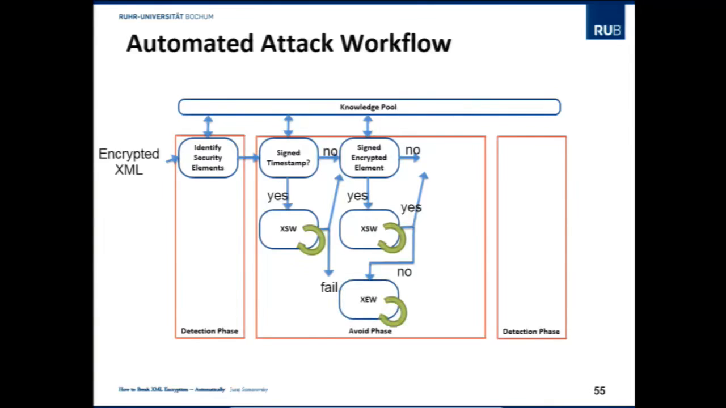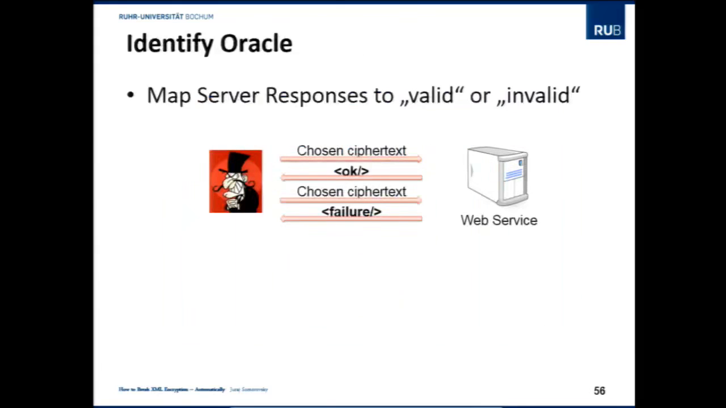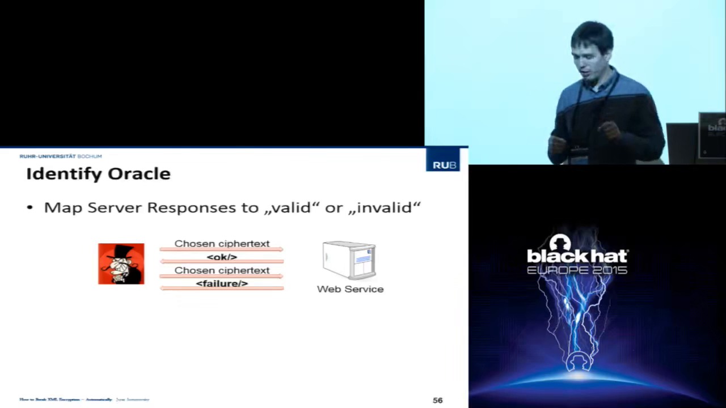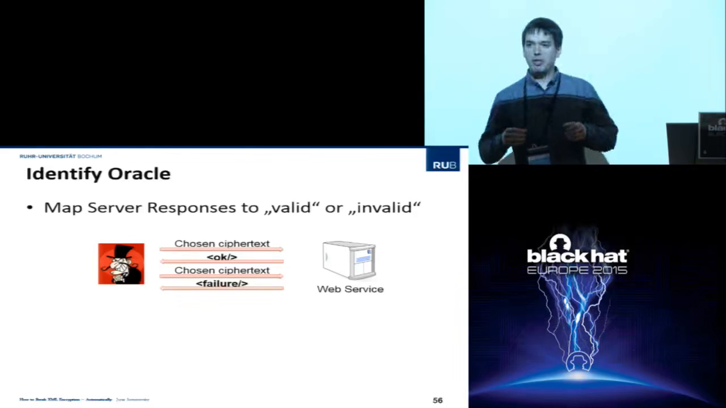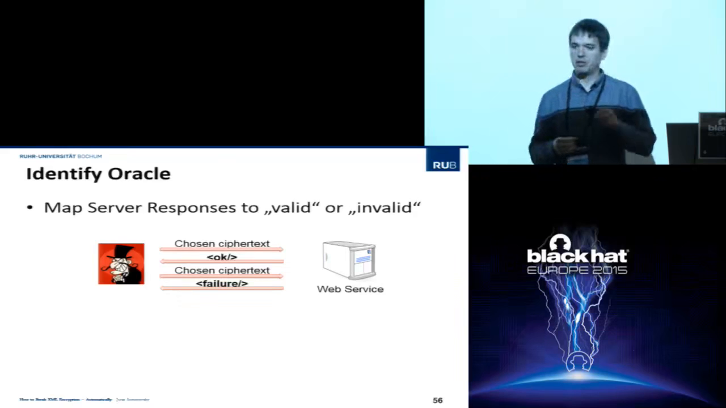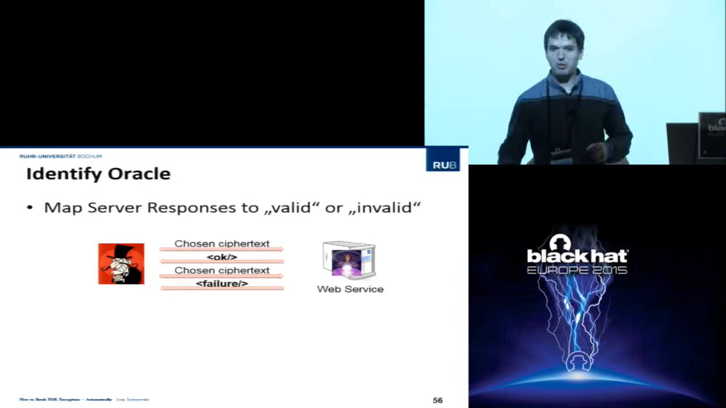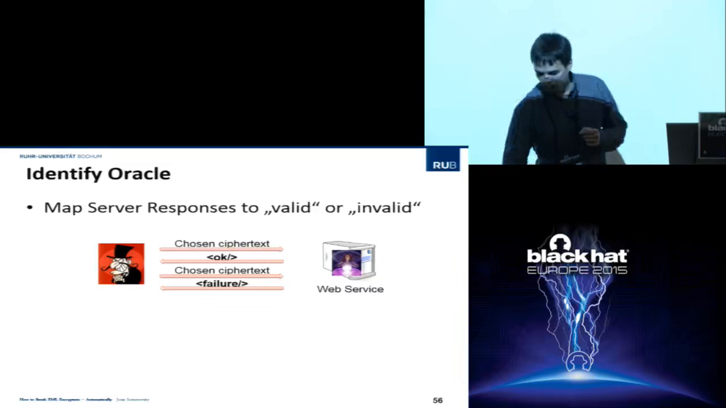And if everything goes well, then we have to identify the oracle. So you remember, we are executing adaptive chosen ciphertext attacks, and in these attacks we send a chosen ciphertext to the web server, and the server responds with OK or with a failure. And what we actually get from the web server are some stack traces, maybe some error messages. We need to map it to this true or false, or to valid or invalid messages. So we need to construct an oracle from a web service.